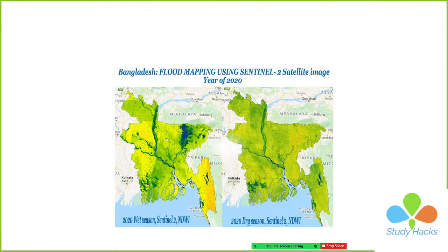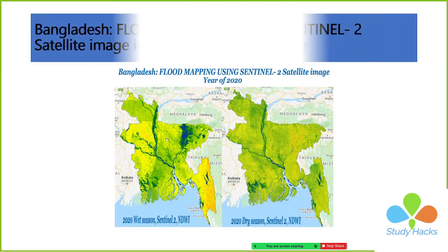This is another one, flood mapping. Mainly at this time we use two seasons, the dry season and the wet season, and then we can easily perform the NDWI to determine the condition of the water. Here you can see a map, and the map defines the wet season and dry season. We can also do this in the Google Earth Engine platform.